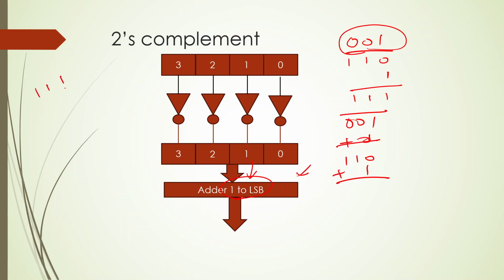So let us take an example of 1, 1, 1, 1. Let us take the two's complement of this. Invert them. The output will be 0, 0, 0, 0, and then the LSB will be added with 1. So the answer will be 0, 0, 0, 1. Good. This is two's complement. That's simple.